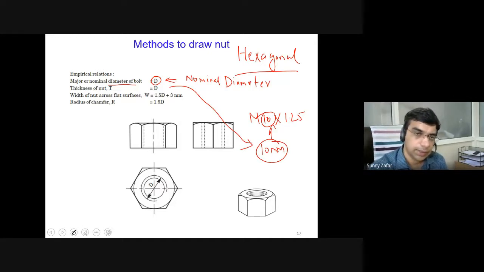And then the thickness of the nut is also equal to the diameter of the bolt. The width of the nut across flat surface becomes 1.5 d plus 3 millimeters, and then the radius of the chamfer. Generally you will observe that the edges are rounded, and this rounding is done using 1.5 d. Again, in the practical video you will be explained how to make this, but for the theory part, you need to understand that empirical relations decide the various dimensions of each nut.